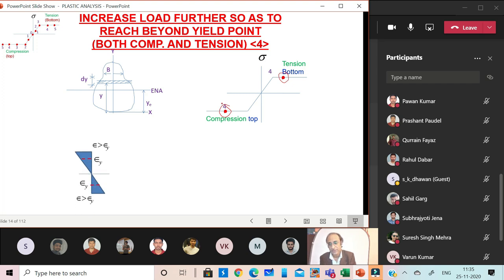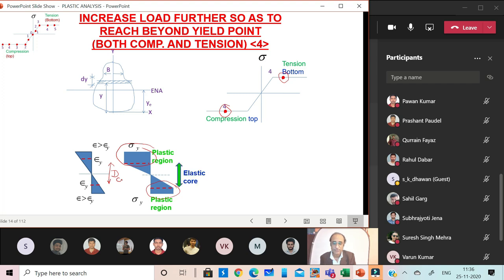So now the strain diagram and the stress diagram will be like this. What we observe is that there is a plastic region both on the top and the bottom. Beyond a certain distance we have a fully plastic region, both on the compression side and the tension side. But in the middle, this distance which we call DC, or the elastic core, we have an elastic region. So we have a combination of the elastic and the plastic regions.